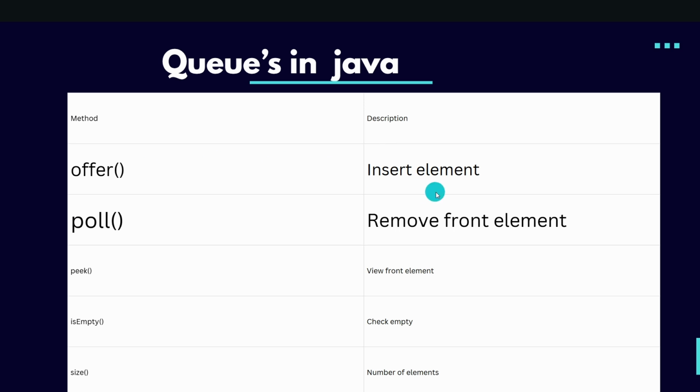The first implementation we are going to see is with the inbuilt Java classes. Offer means inserting an element. The next one is poll. Poll means removing the front element. Peek means viewing the front element, and isEmpty means checking whether the queue is empty or not. And finally size means the number of elements in the queue.